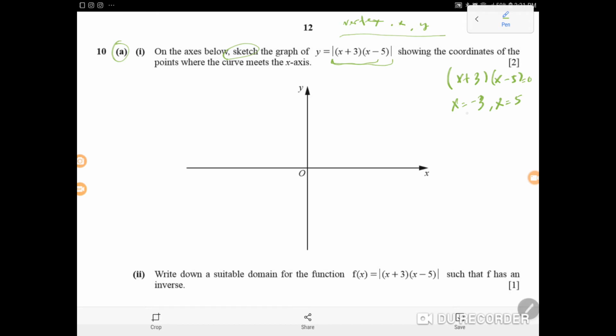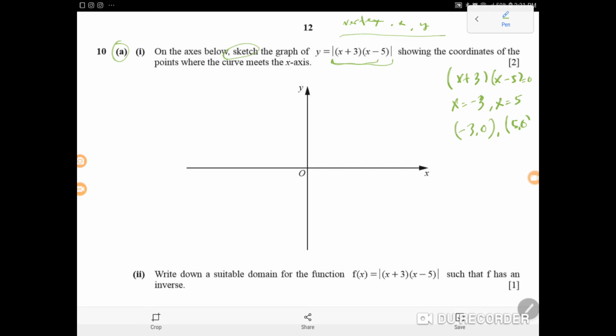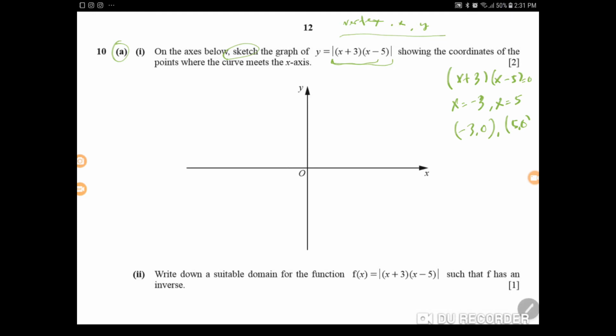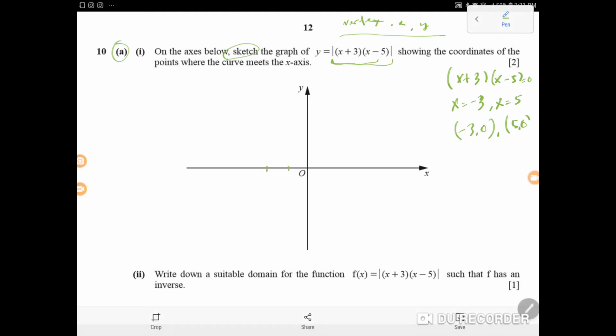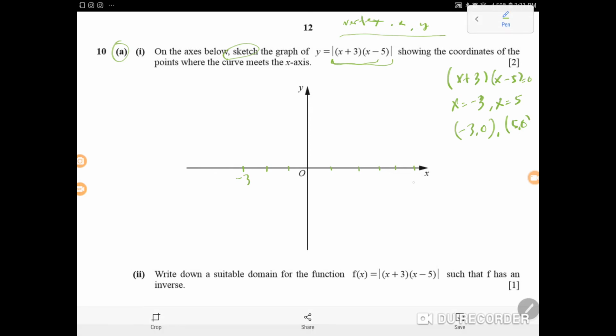Therefore the coordinates of the x-intercepts are (-3, 0) and (5, 0). Those are our x-intercepts. We have to plot these x-intercepts on our graph. If this is -1, this -2, and this must be -3, and if this is 1, 2, 3, 4, then this must be 5. Oh my god, this is too big, I think. Anyway, it's alright.